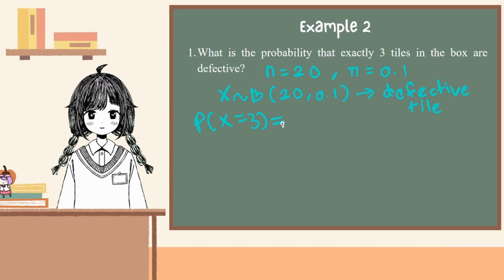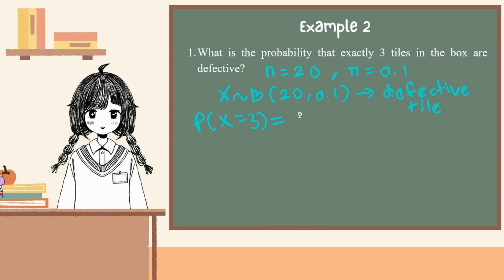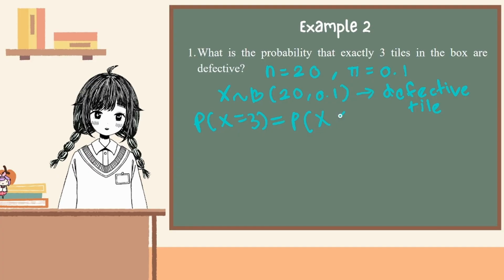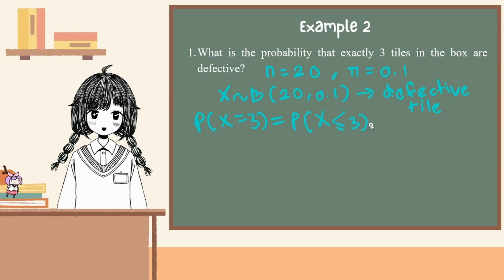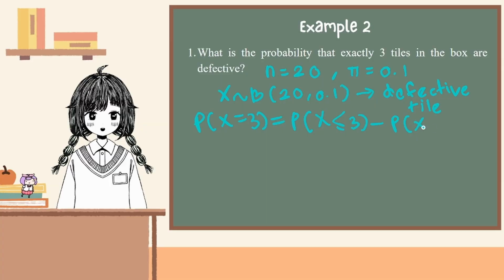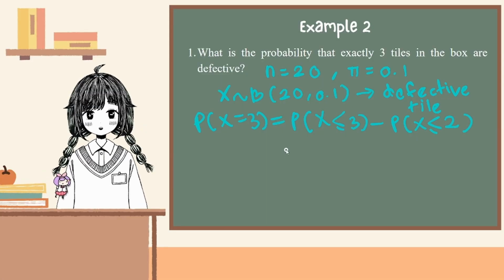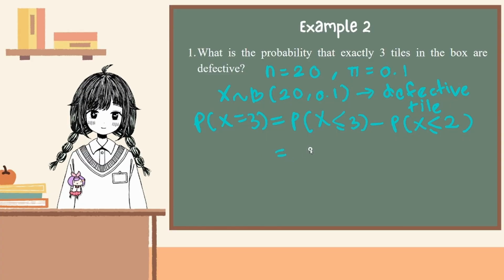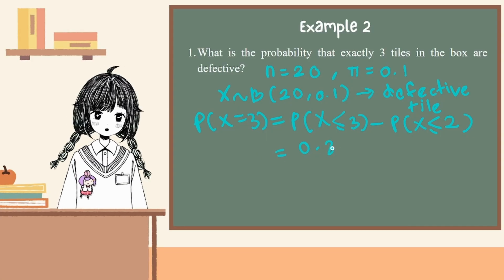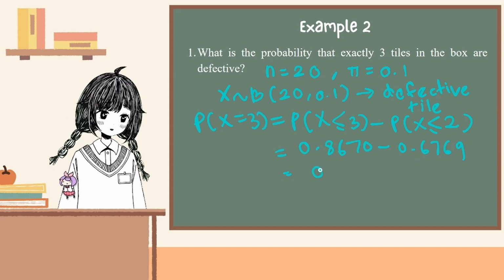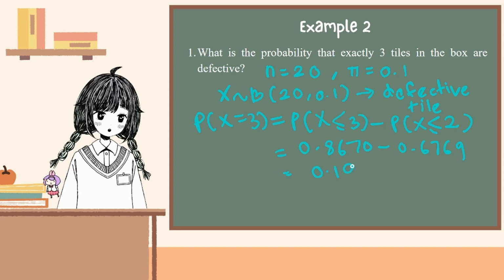Like we had in example 1, it will be P(X ≤ 3) minus P(X ≤ 2). This will be equal to 3. So 0.6670 minus 0.6769. The final answer will be 0.1901.